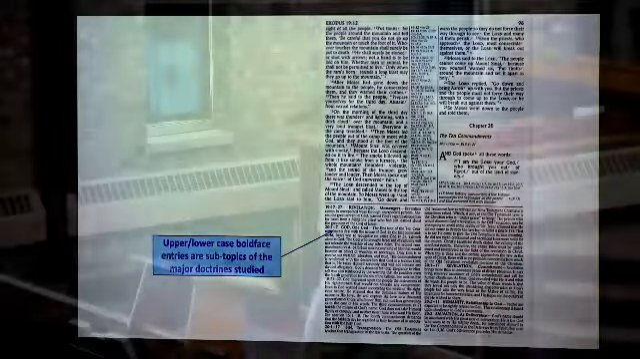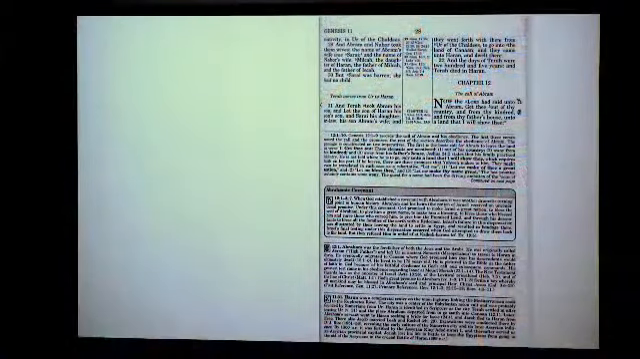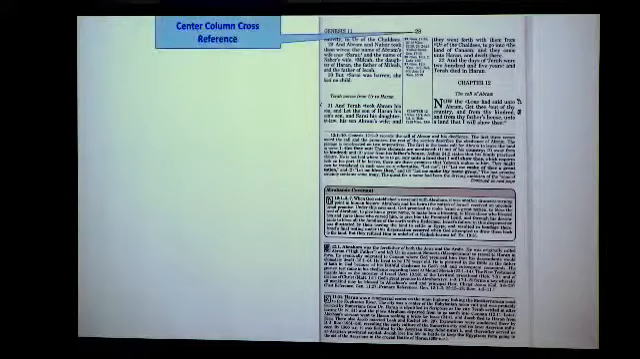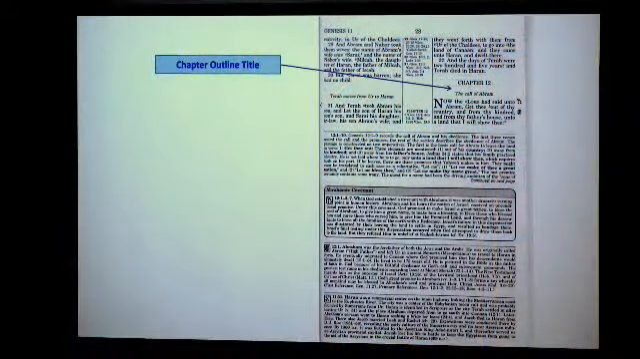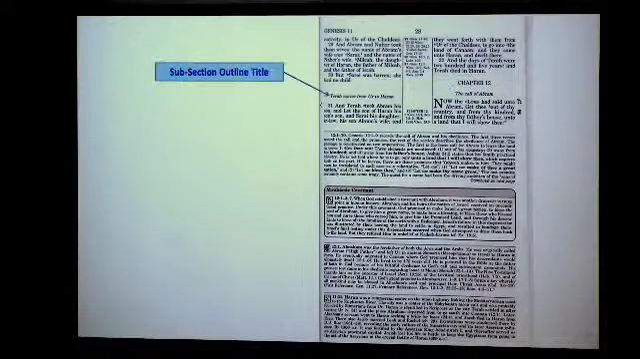Let's go to a different study Bible. This one is the Liberty Annotated Study Bible, the KJV edition. So again, you're going to see in the middle column the cross-references, because that's the same thing that's happening in this study Bible. Again, it's pretty standard in most Bibles. This one operates the same as the last one we saw. It again has a chapter number and a chapter title. And this study Bible includes a subsection within the chapter outline. It helps us to remember what is talked about a little bit better.